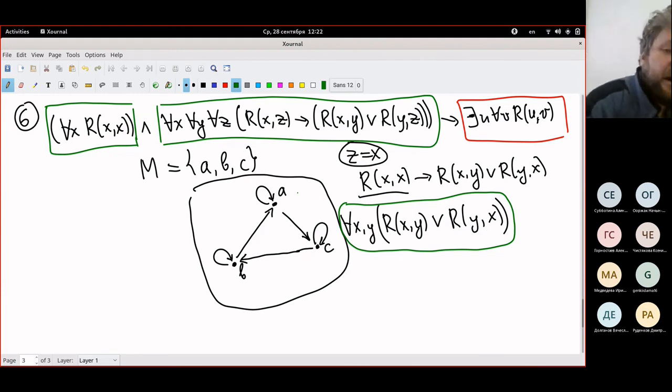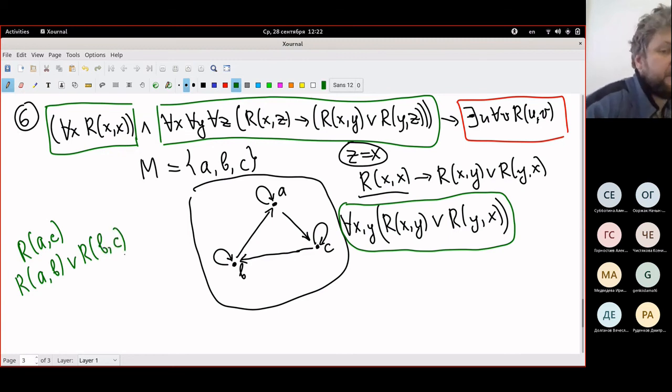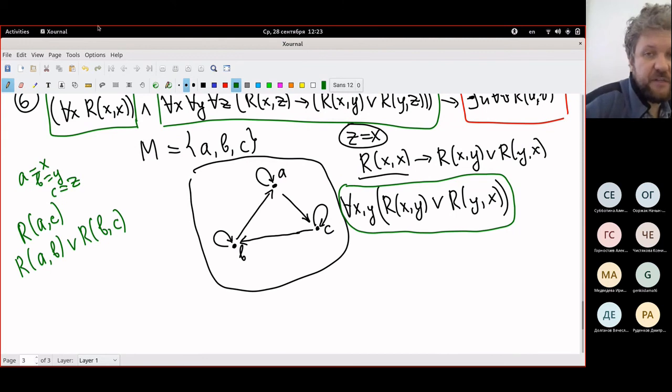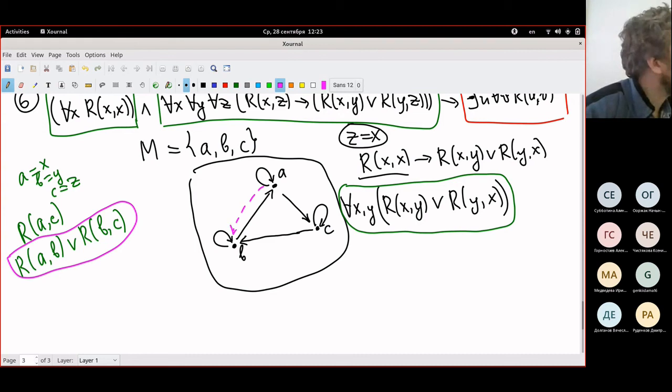So suppose we know that R of AC is true, right? Then we get R of AB or R of BC, because here A equals X, B equals Y, and C equals Z. And what does it mean? It means that either we have, I write it in another color, either we have from A to B, or we have this. This is the first case, this is the second case.